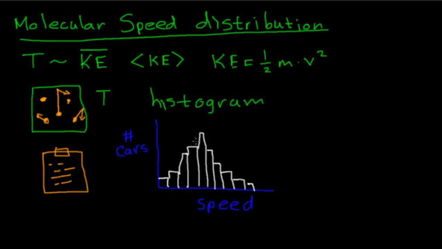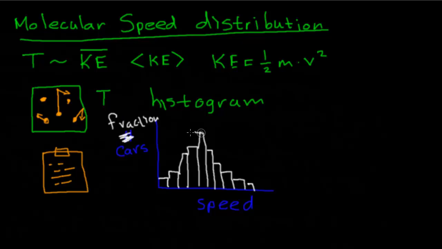So that's probably the most likely speed if you had to guess. Another way that we can write this axis label, instead of counting the number of cars, is to simply write it as a fraction. We can divide by the total number of cars and write it as a fraction, or as a percentage if we were to multiply by 100. So oftentimes, instead of writing number of cars, we will simply write fraction.